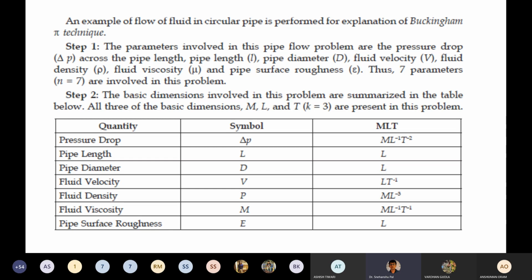So for pressure drop, what will be the MLT form? ML to the power minus 1, T to the power minus 2. This is called pressure drop. Then pipe length is L, pipe diameter is also length L, fluid velocity is L T to the power minus 1, and fluid density is M L to the power minus 3, T to the power minus 3 as written. In this way you can understand that variables such as pipe surface roughness are all reduced to their primary or basic dimensions.